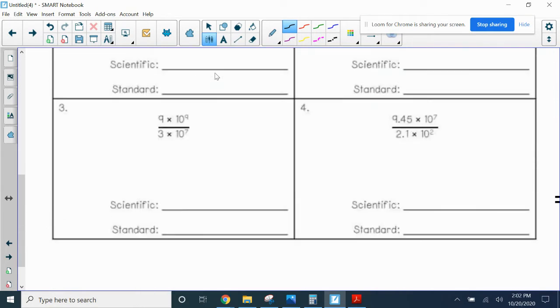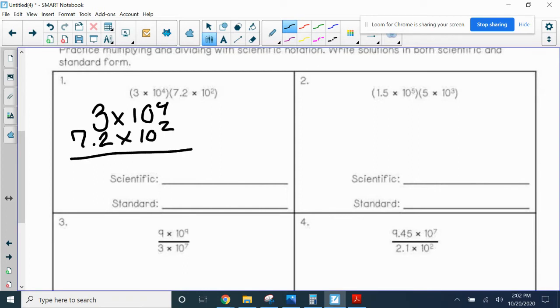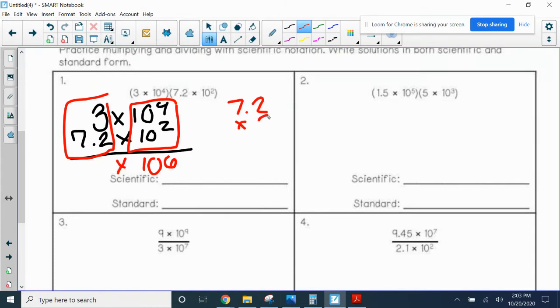All right, so I'm going to go ahead and do 1 and 3, and then I'm going to let you pause and do 2 and 4. So again, first step, I'm going to line up our scientific notation. So 3 times 10 to the 4 over 7.2 times 10 squared. So we're going to box up our tens, and we're going to box up our decimals. We know when we are multiplying like bases, different exponents, we keep that matching 10, and 4 plus 2 is 6. We're going to bring down our times.